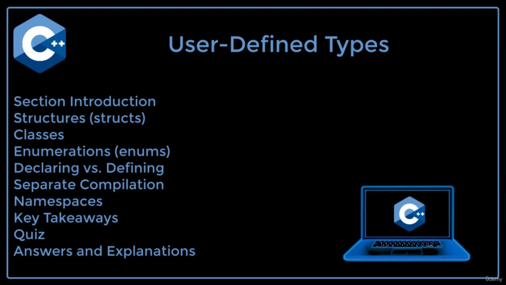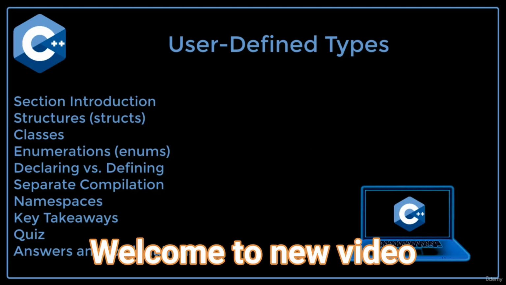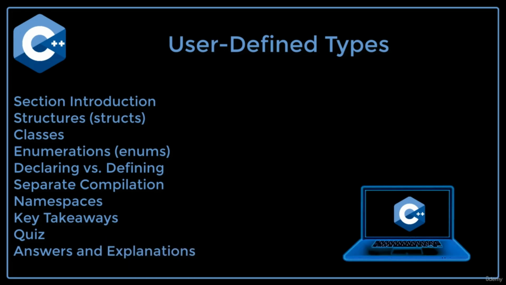In this video, we will learn about creating user-defined types in C++ code. First, we will learn about structures, aka structs. Then we will learn about classes. After that, we will learn about enumerations, aka enums.